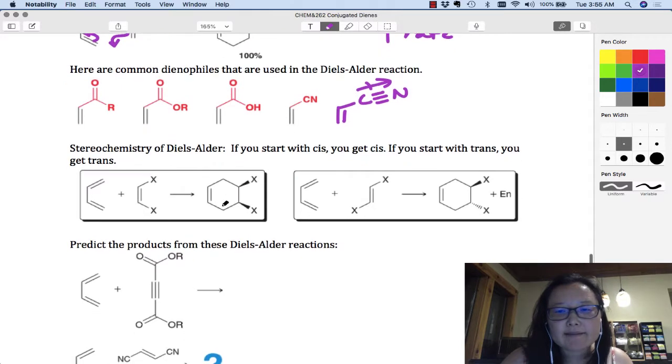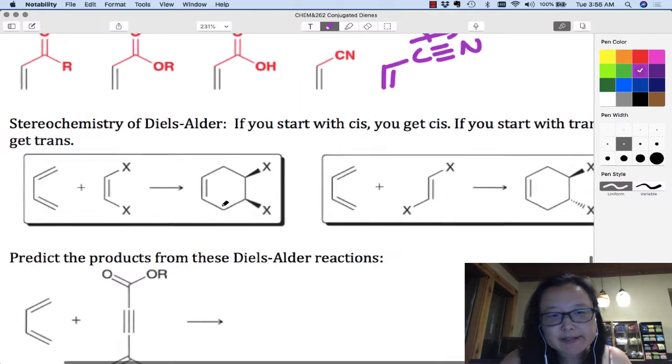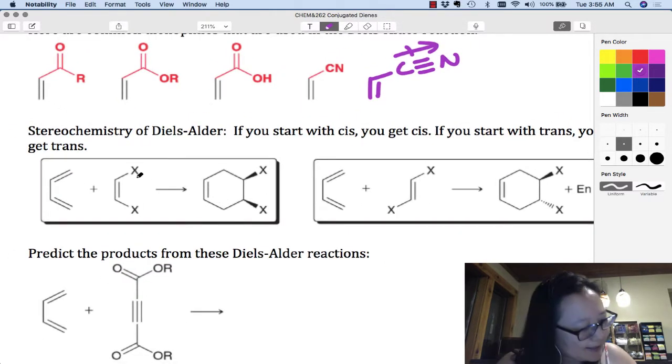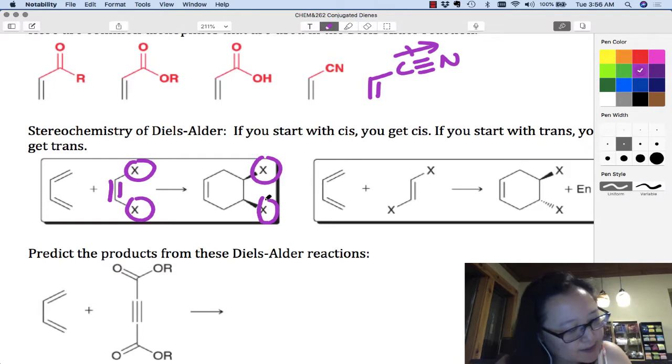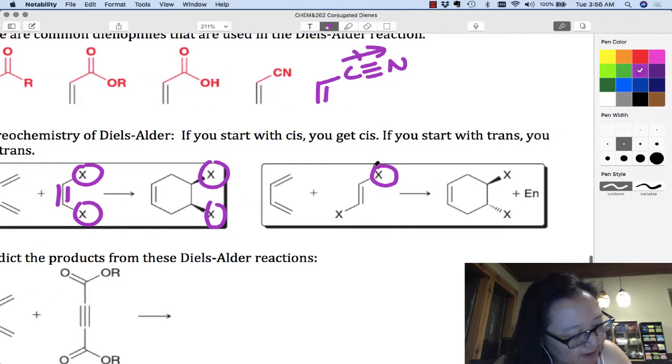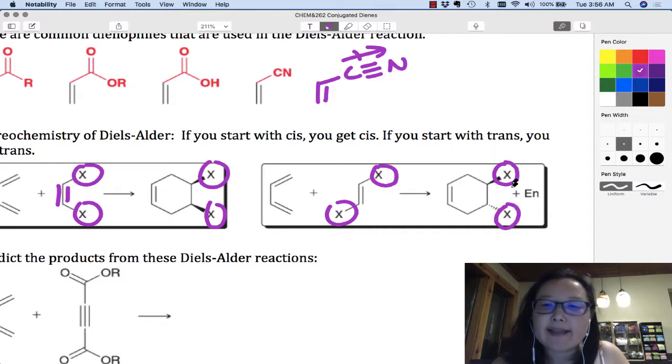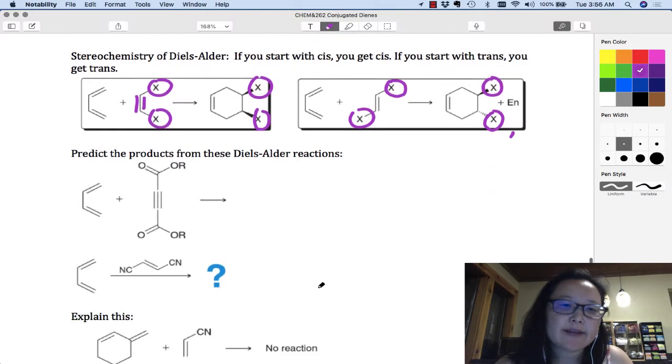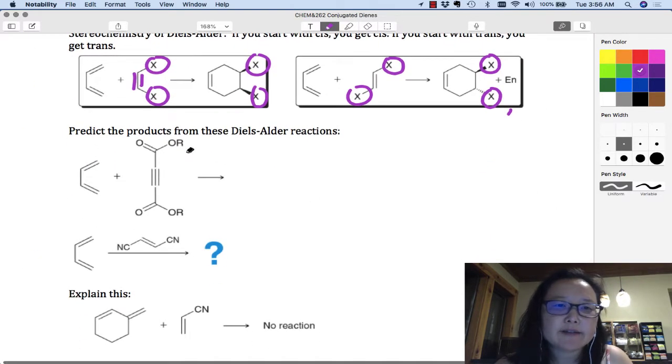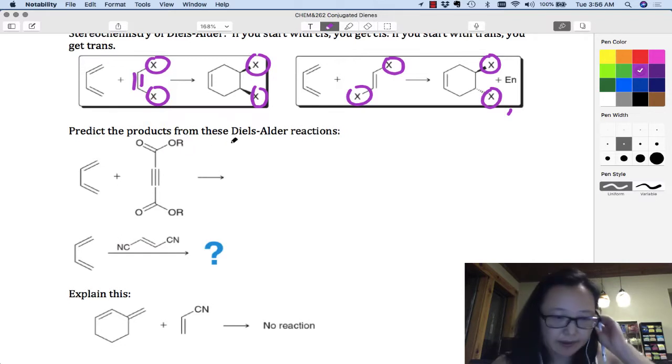And then a note about the stereochemistry. This one's an easy one to remember. Notice that we have the same side, and these are going to be same side. Okay, so cis turns into cis. A trans alkene will have a trans dihalide here in this case, or just the groups that are on there are going to stay trans. So now let's do some of these Diels-Alder practice problems.